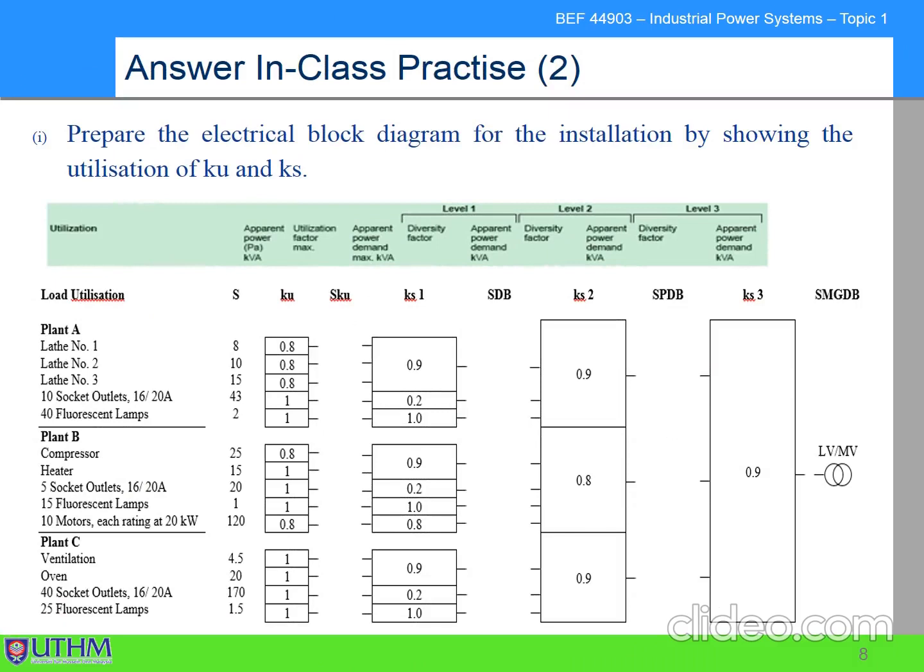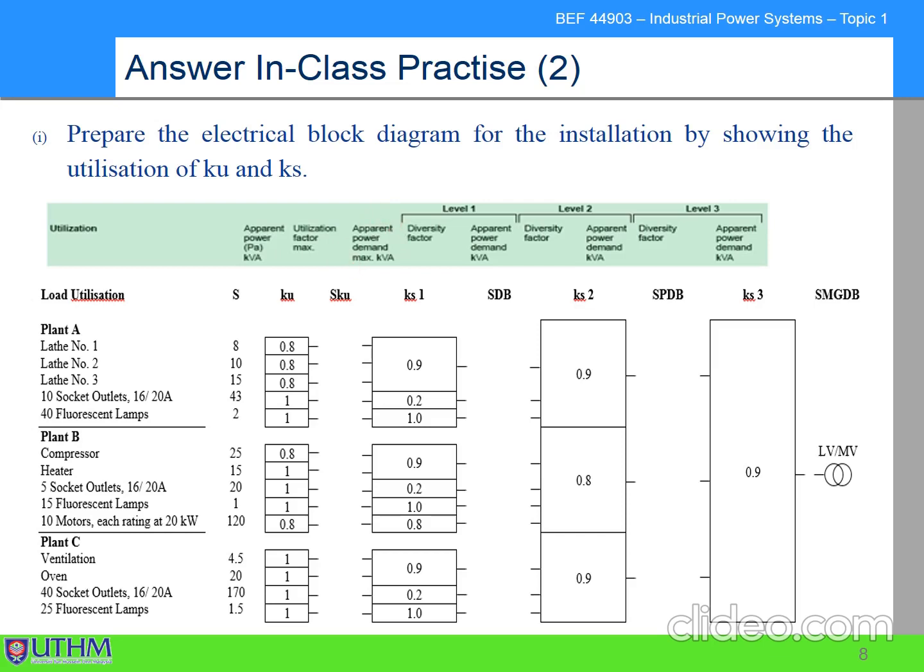The first question is to prepare the electrical block diagram for the installation by showing the utilization of KU and KS. To prepare the electrical block diagram, we have to divide it into 3 levels. The first one is the utilization, the load. Then the apparent power is given in the questions, and also the utilization factor. Next we have to find the maximum apparent power demand.